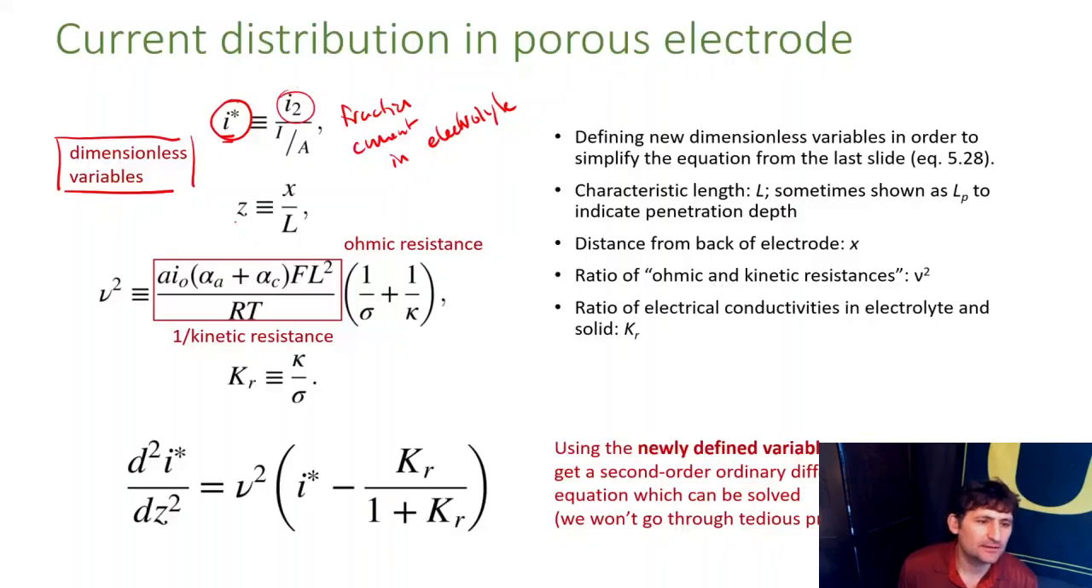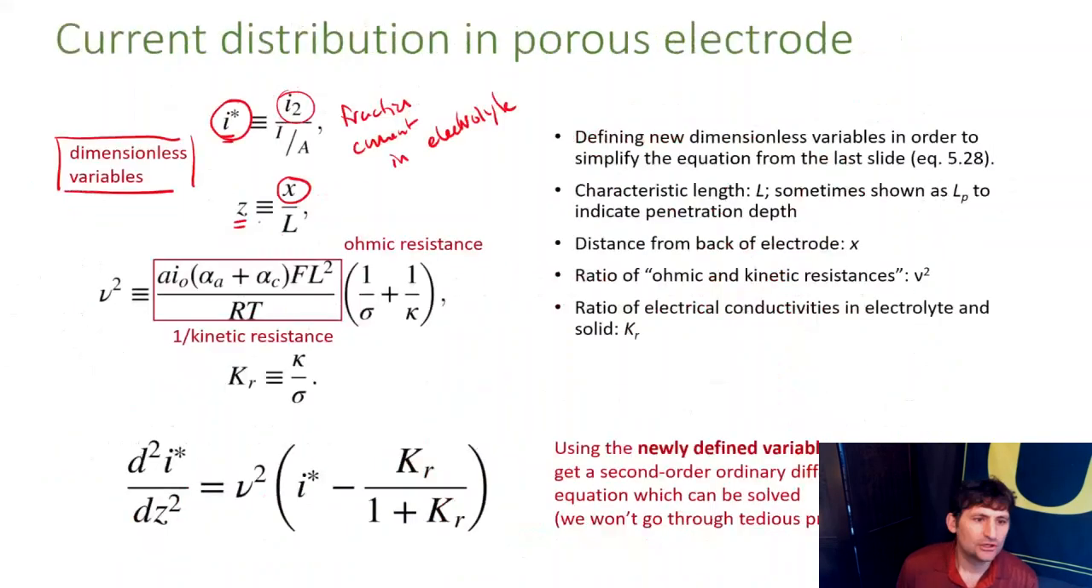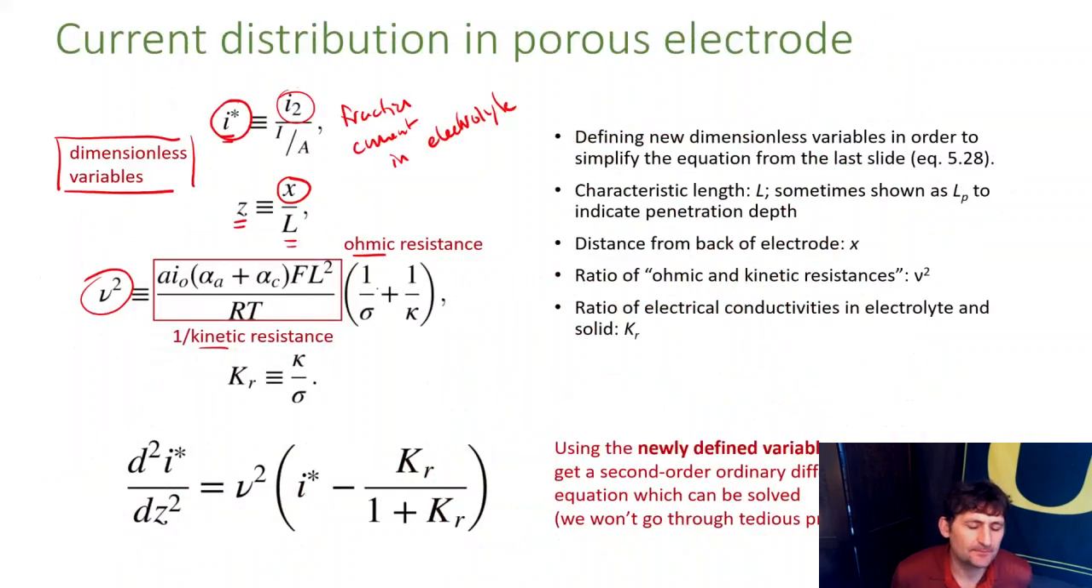I'm also going to define a dimensionless length, Z, which is the ratio of where you are, X, in your cell, remember, going between X equals 0 and X equals L, to the total length of the cell. So this is the fractional length. And then I'm going to define something called nu squared. And this is a ratio of the ohmic resistance to the kinetic resistance, is one way to think about this. And so you can look at this equation. It comes from these terms in this equation, and it's a way to simplify it.